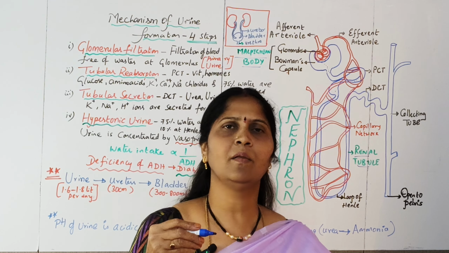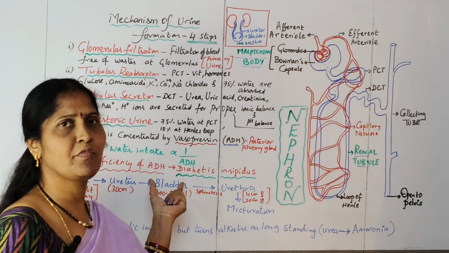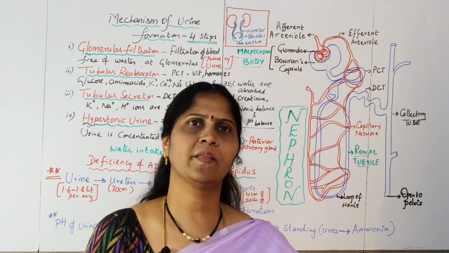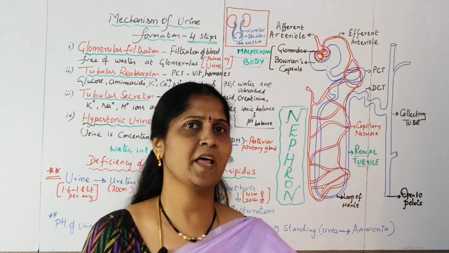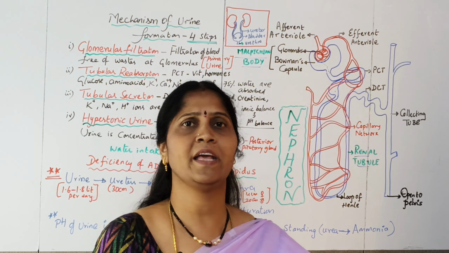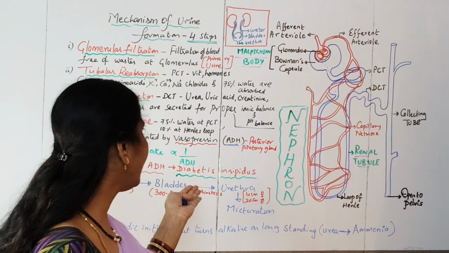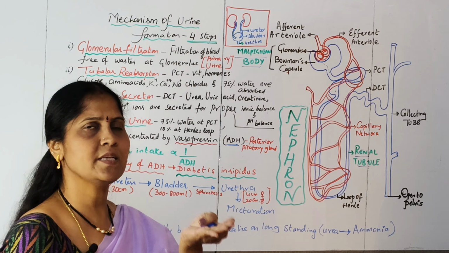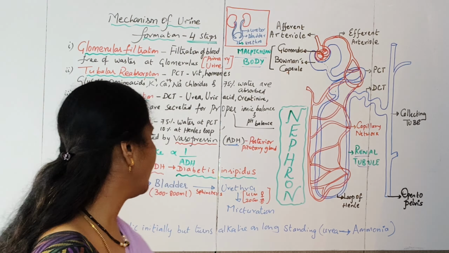So in some people wherein there is a problem with ADH, where there is a deficiency of ADH, a lot of urine will be continuously sent out. They will have a problem similar to that of diabetes mellitus patients, and this condition wherein there is deficiency of ADH leading to multiple urinations like that is called diabetes insipidus. It is called diabetes insipidus, which occurs due to deficiency of antidiuretic hormone.